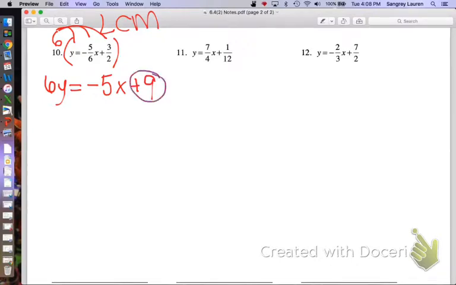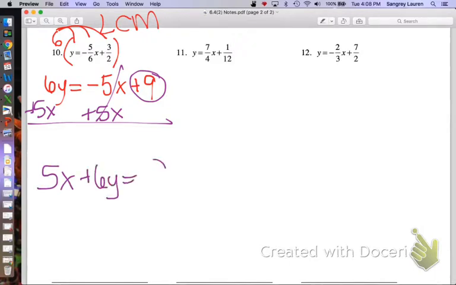Now we want to get the 9 by itself. So we are going to add 5x to both sides. We want to write the x's first, so we have 5x plus 6y equals 9.